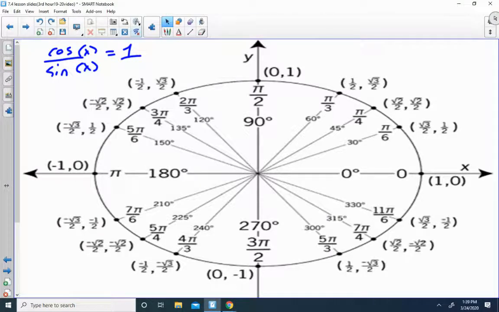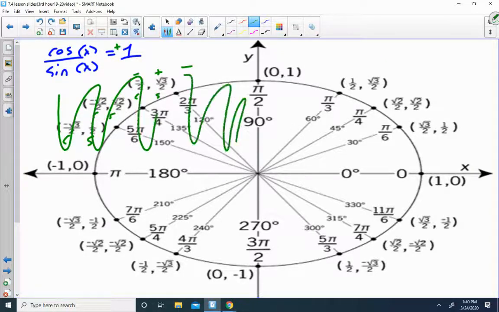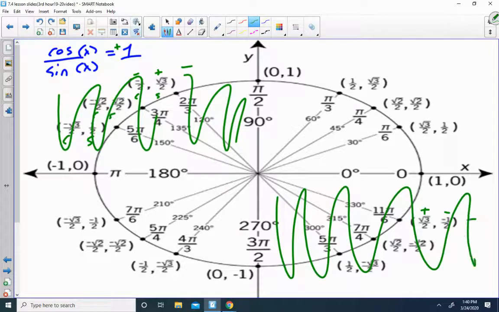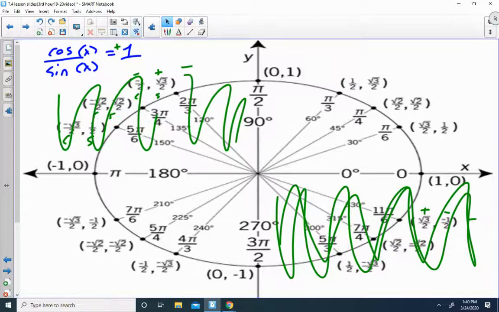Well, I'm going to tell you right now, it's not going to be quadrant 2. Because if you do cosine divided by sine, you're doing a negative divided by a positive, which gives you a negative. But we want a positive one. So nothing in quadrant 2 is going to work. Also here, you got a positive divided by a negative, which will give you a negative. That's not what we want. So nothing in quadrant 4 is going to fit the bill. So we want to look for something in quadrant 1 and quadrant 3.